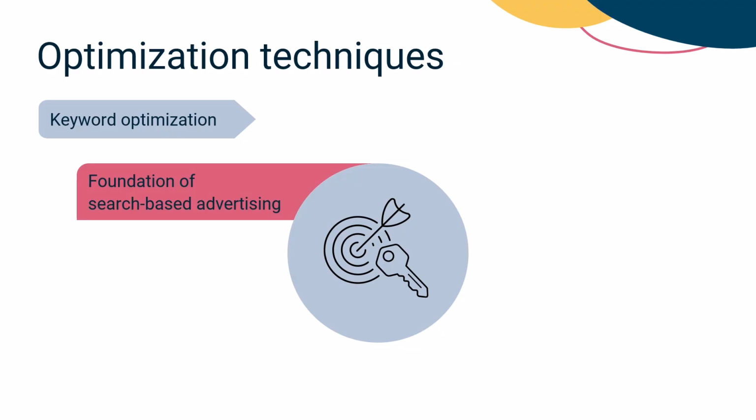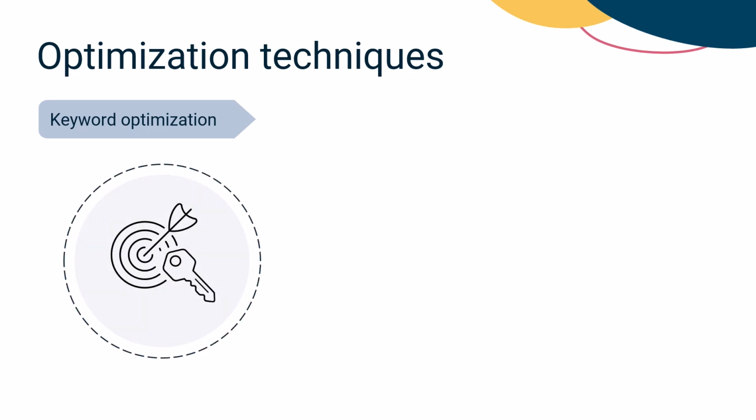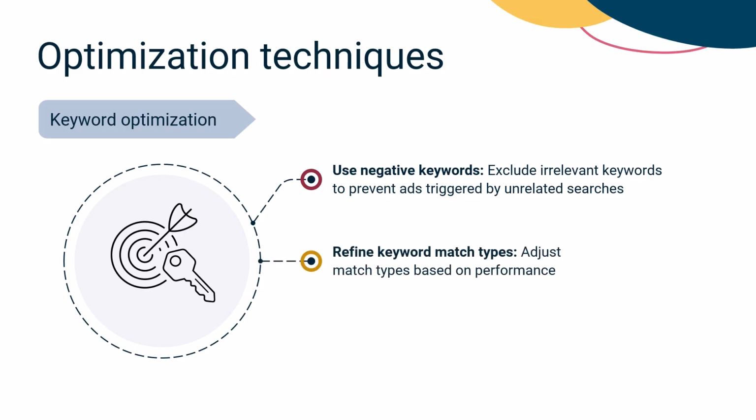Keywords are the foundation of search-based advertising. Optimizing them ensures ads appear for the most relevant searches. Keywords can be optimized in several ways. You can use negative keywords by excluding irrelevant keywords to prevent ads from being triggered by searches unrelated to the product or service. You can refine keyword match types to ensure only highly relevant traffic. Adjusting match types based on performance can help advertisers refine their reach.